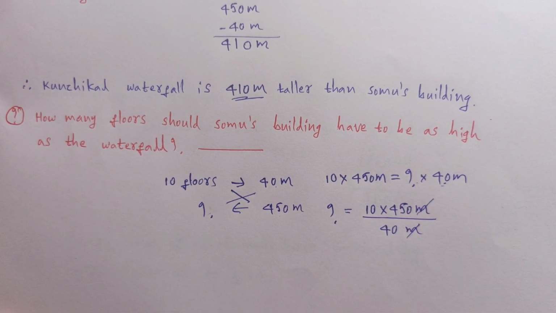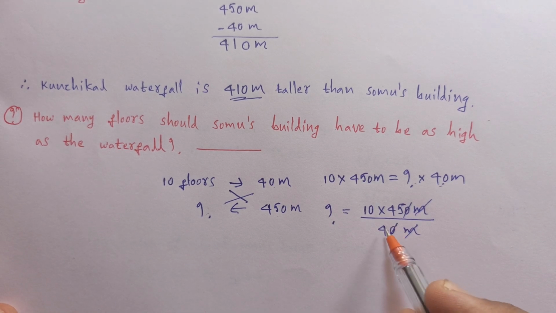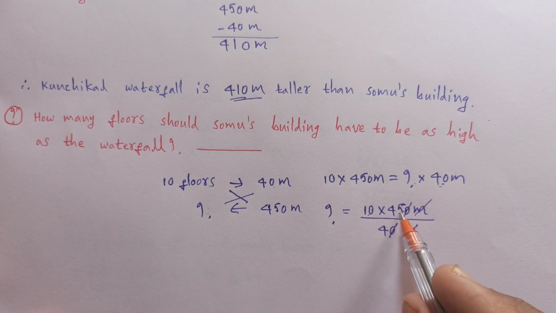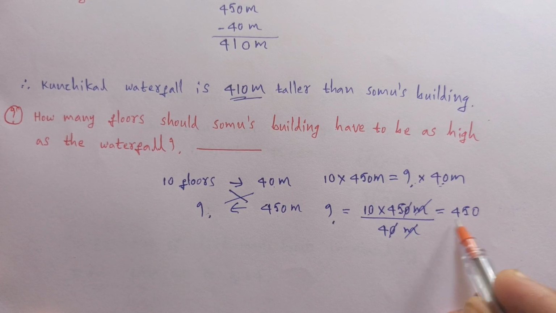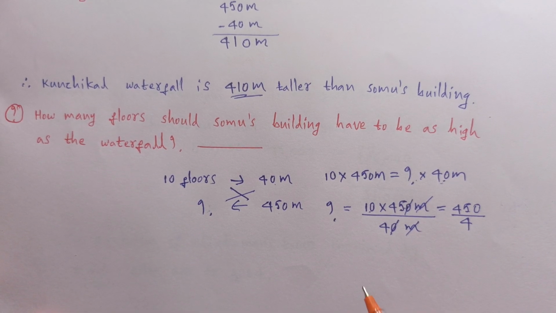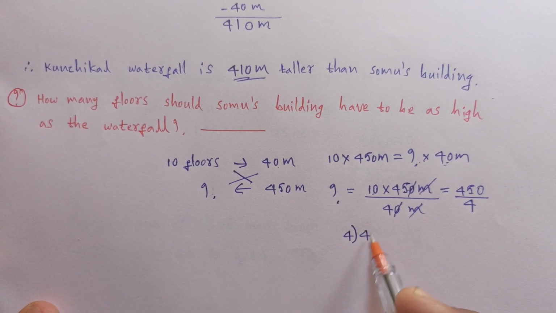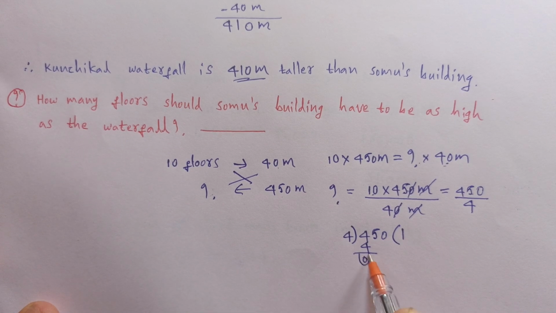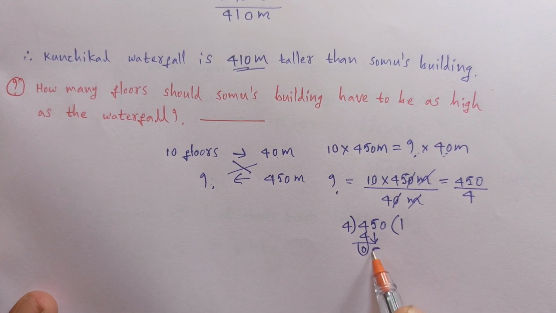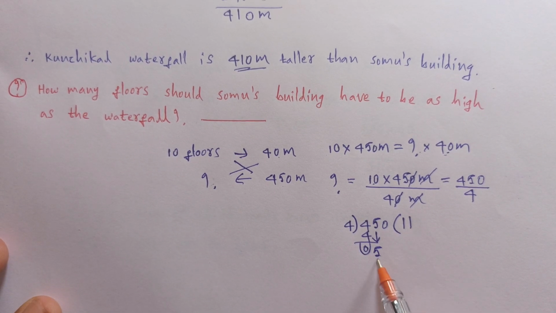Okay, here meters get cancelled. The zeros we can also cancel. 10 into 45, how much? 450 divided by 4. Now we have to divide 450 by 4. So 4 ones are 4. Next, 5 in the tens place. So then once again 4 ones are 4.